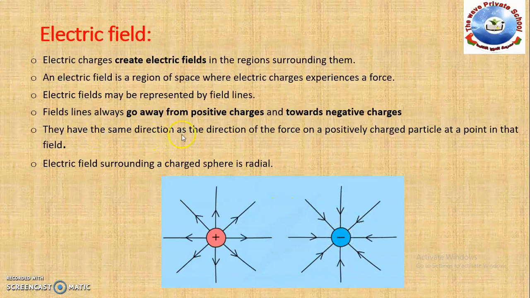They have the same direction as the direction of force on a positively charged particle at a point in that field. Electric field surrounding a charged sphere is radial. So we can say that these electric fields that surround charges are called radial field. Radial means radii, that is originating from a sphere, from a common point. So we can say that field is radial.